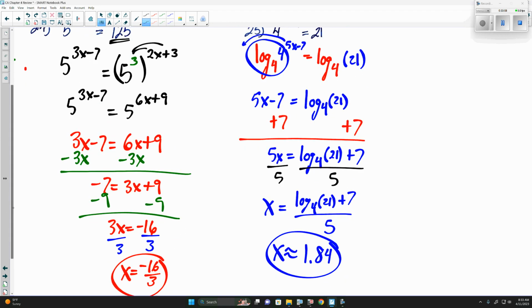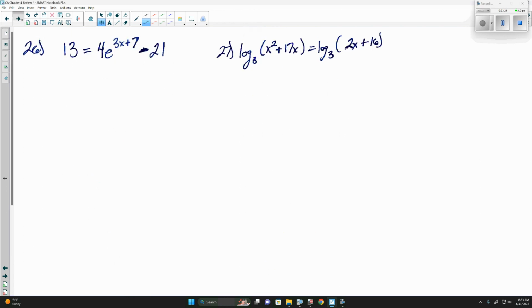And that's it. We can plug this one back in. We will get something close to 21, but again, since we approximated, we won't get the exact answer, but it would give us something close to it. Questions on either one of these here? Questions on 26 or 27?